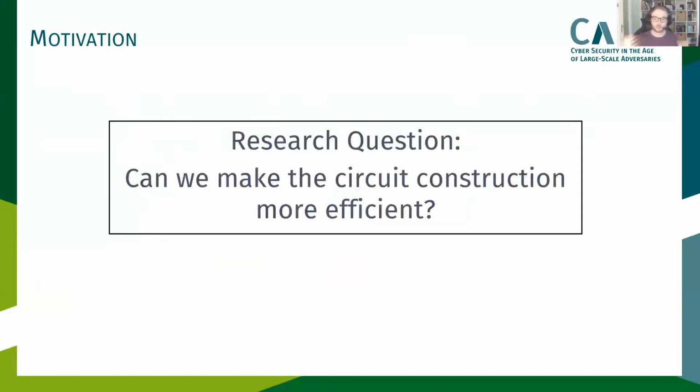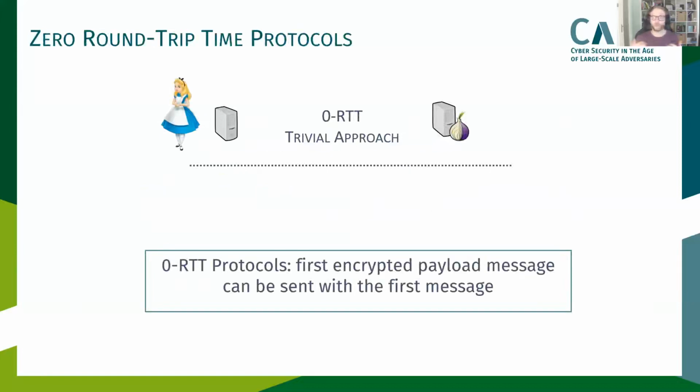So our research question was, can we make this circuit construction process more efficient? Can we get rid of this massive message overhead, but still provide unlinkability and forward secrecy? And our basic approach for this is to use zero round-trip time protocols. A zero round-trip time protocol, or short T0RTT protocol, gives Alice the ability to send encrypted payload within the first message to the onion router.